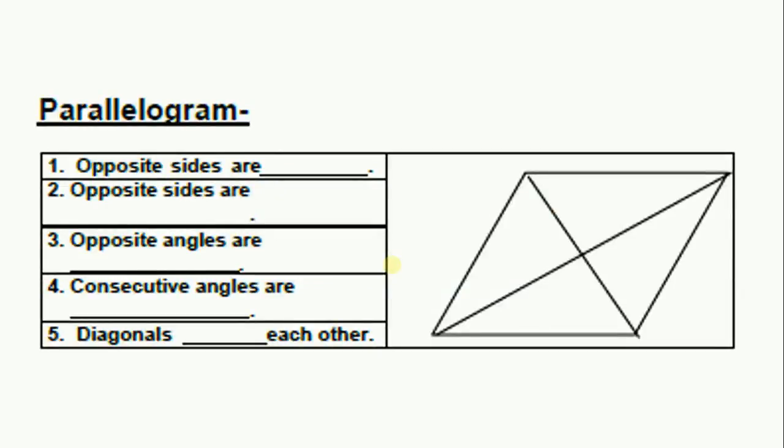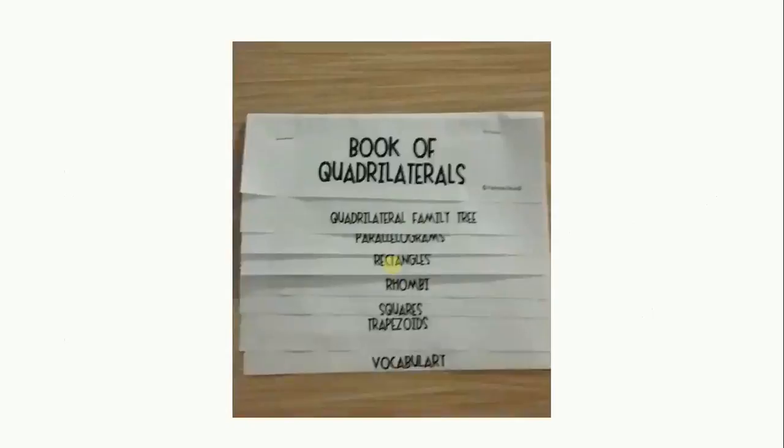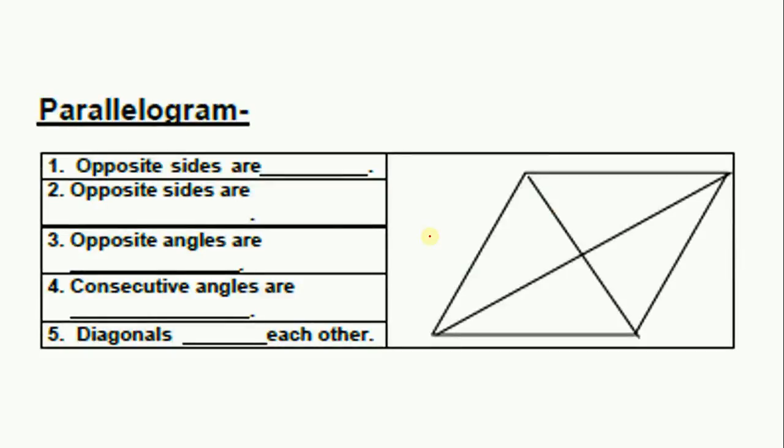So the very first thing, open up to the Parallelograms tab. It's kind of hiding on my picture, but open up to Parallelograms for me. So the very first thing that we want to talk about is, what is a parallelogram? What's the definition? Well, the definition of a parallelogram is a quadrilateral in which opposite sides are parallel.